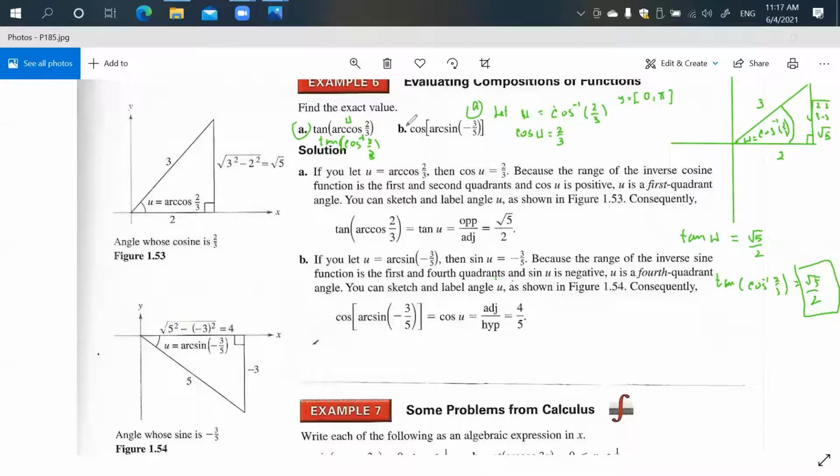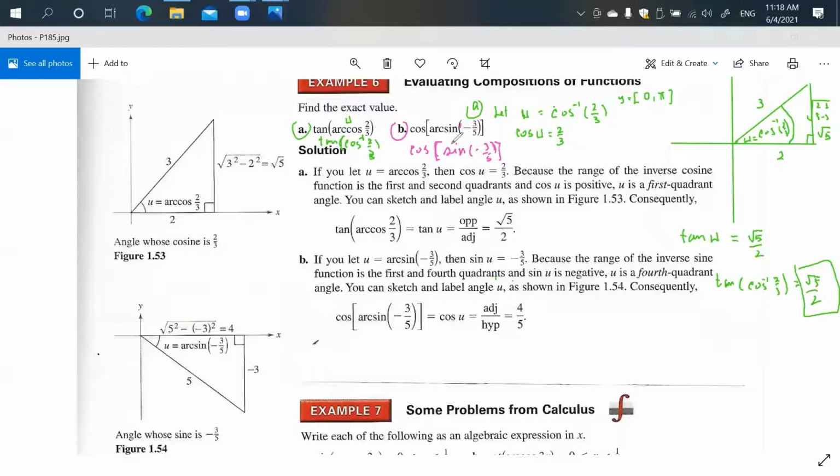Now we see question B, how to do. We go to question B. Do it the same way, right? You see inside the arc sine, inside the bracket here is x, and the value of x is a number already. This negative 3 over 5 is a number already, it's the x. So we can rewrite it as cosine of arc sine of negative 3 over 5, and then close the bracket.